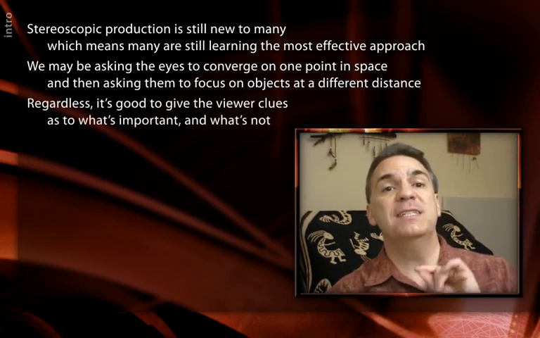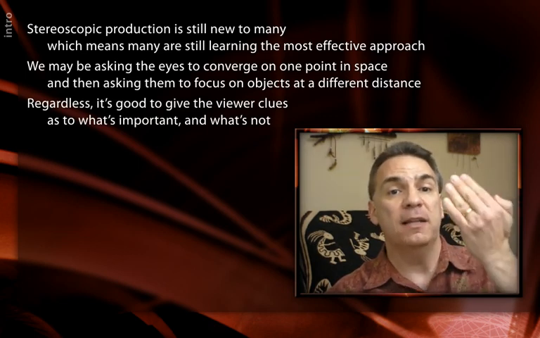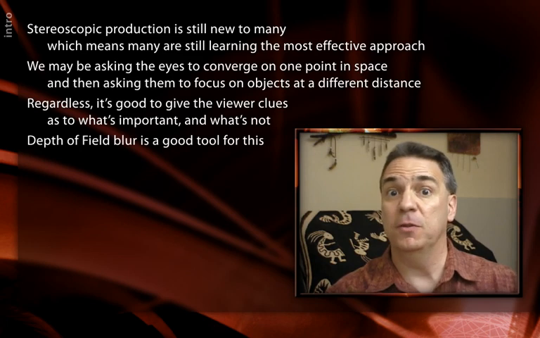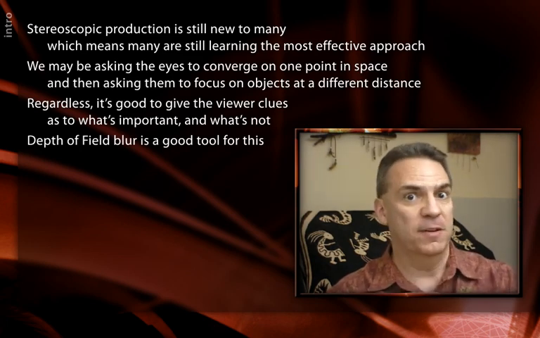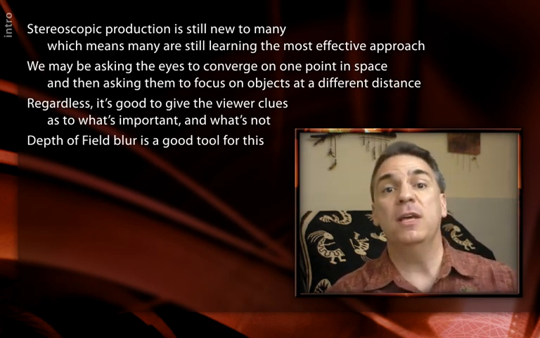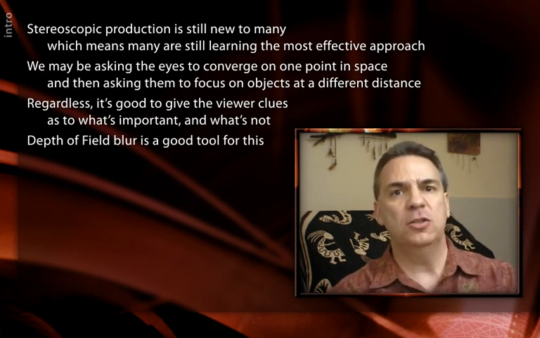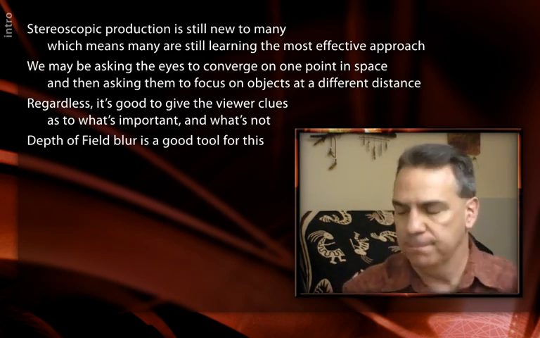Also, anything you can do to take attention away from layers the eyes are not supposed to be focusing on, such as using the greatly enhanced depth of field blur in the 3D camera that's now in After Effects CS 5.5, well, that's just going to make your stereoscopic scenes look that much better. So let's take a look at some of these issues and a potential workflow.